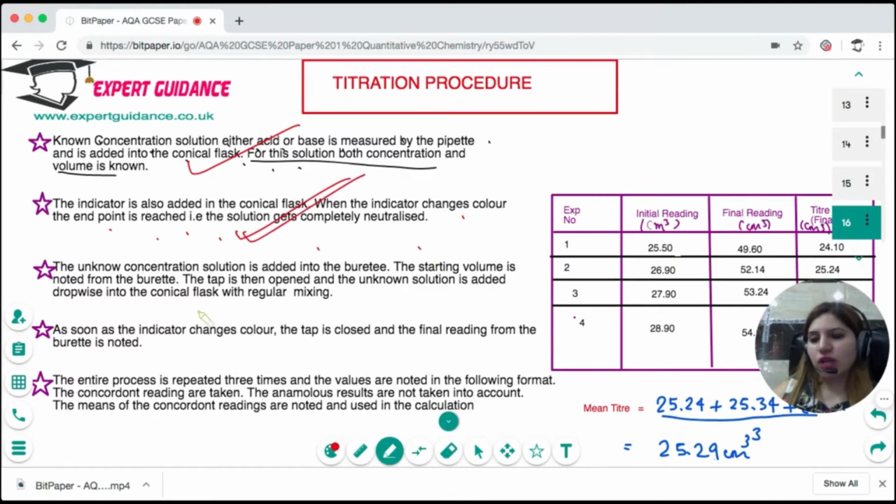The unknown concentration solution is added into the burette. The starting volume is noted from the burette. The tap is then opened and the unknown solution is added dropwise into the conical flask with regular mixing. As soon as the indicator changes color, the tap is closed and the final reading from the burette is used. The entire process is repeated 3 times and the volumes are written in the following format.